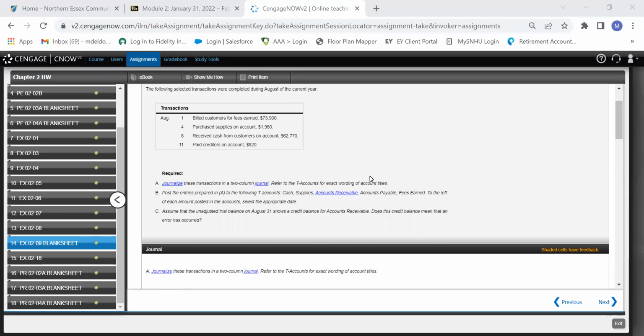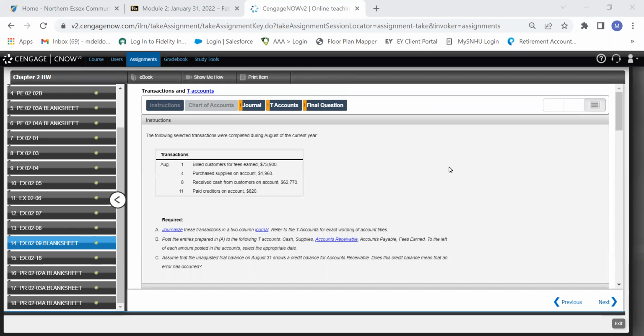Hey everybody, this is from my intro to accounting class. I had promised to do a quick video on one of the homework problems. So why don't we take a look at this problem here? It's one of the blank sheet problems, which hopefully is helpful to go through. This is problem number 14, example 2-9 on the blank sheet.